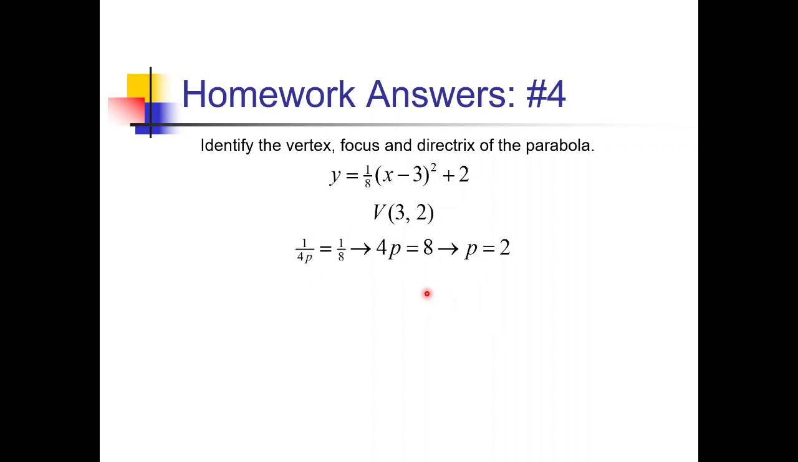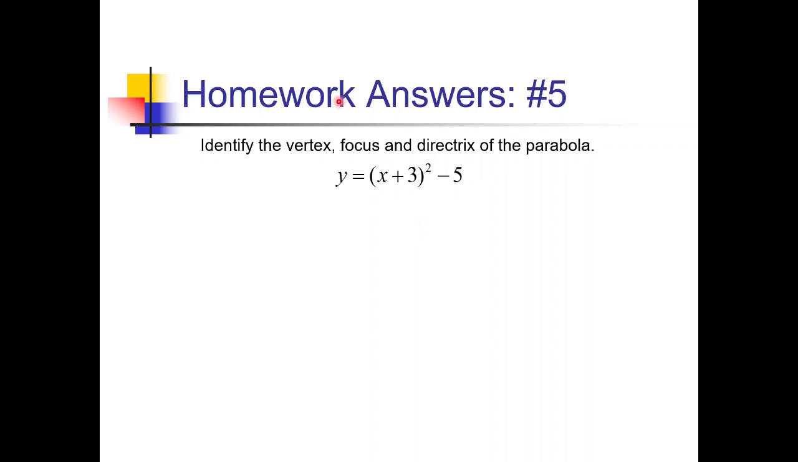Now to get the focus, I just have to add my p-value to the vertex. And I'm going to add it to the y-value of the vertex because this is a y equals parabola here, so we're only affecting the y-values. So my focus is going to be 3, the x doesn't change, 3, 2 plus 2, which is 3, 4. For the directrix, my line equation is going to be a y equals type because it matches the original equation. And it's going to be y equals the vertex y value minus the p value. So y equals 2 minus 2, which is y equals 0. And that's everything they asked for.